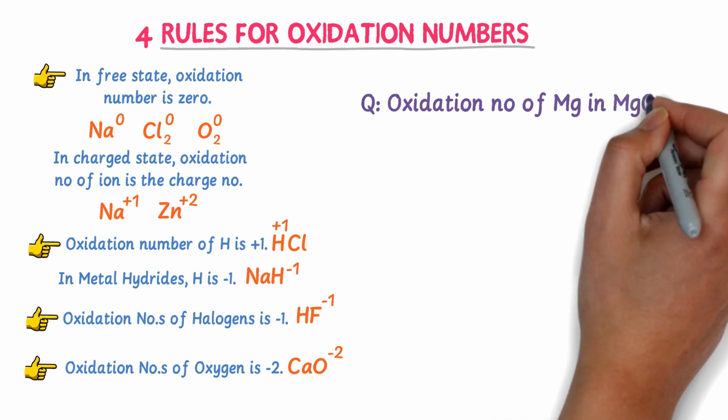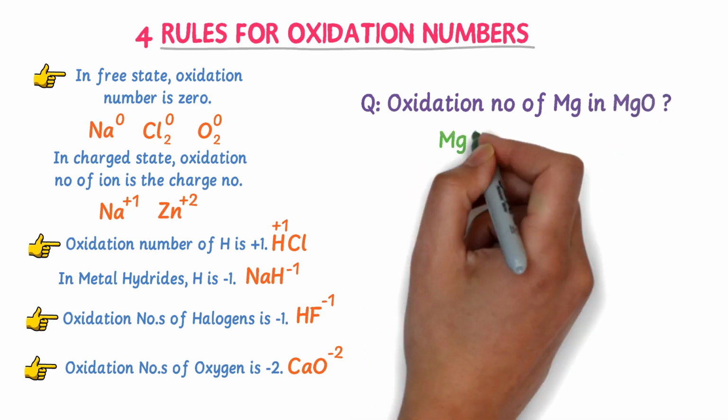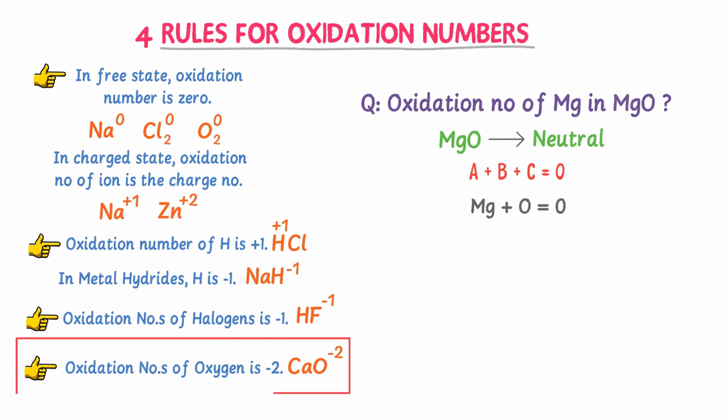Find the oxidation number of magnesium in magnesium oxide. Well, magnesium oxide is a neutral ionic compound. The overall charge on it is 0. So the sum of all oxidation numbers must be equal to 0. I write Mg plus O is equal to 0 because there is one atom of magnesium and one atom of oxygen in magnesium oxide. We know that the oxidation number of oxygen is negative 2 in its compound.